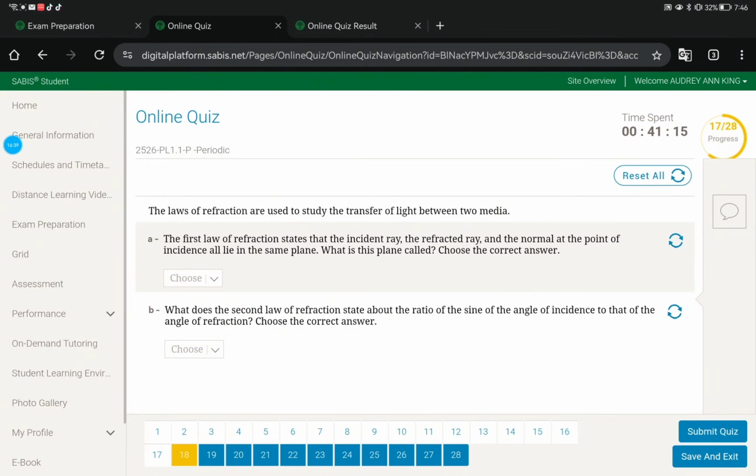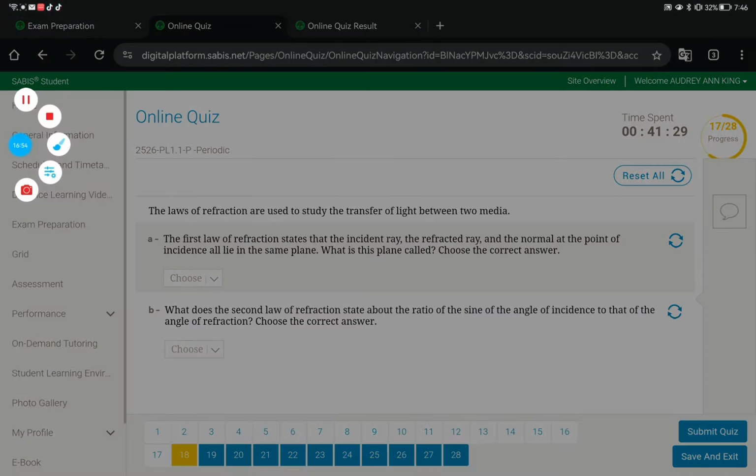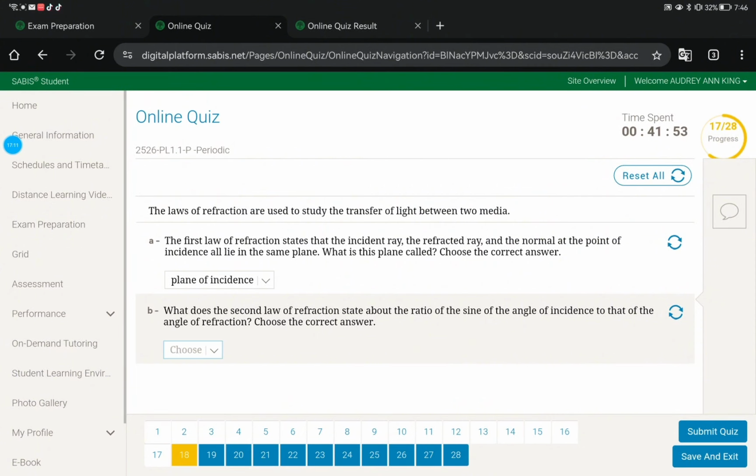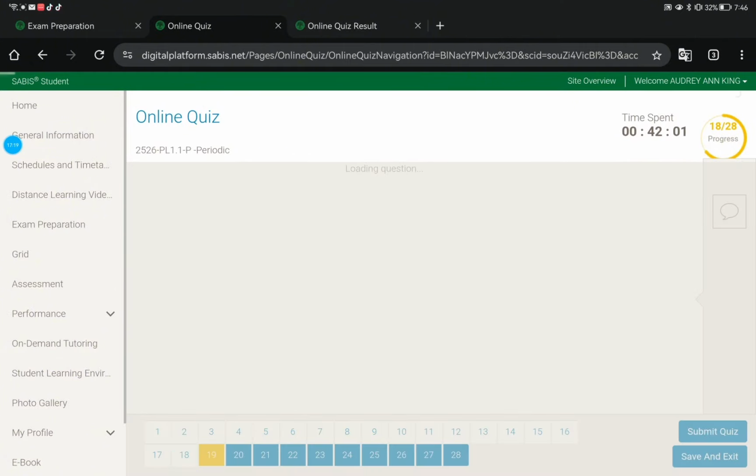The laws of reflection are used to study the transfer of light between two media. The first law of refraction states that the incident ray, the refracted ray, and the normal at the point of incidence all lie in the same plane. What is this plane called? I can't really explain this one to you, you just have to learn it. Plane of incidence. What does the second law of refraction state about the ratio of the sine of the angle of incidence to that of the angle of refraction? They're basically saying the formula is sine of the angle of incidence over sine of the angle of refraction is equal to a constant.